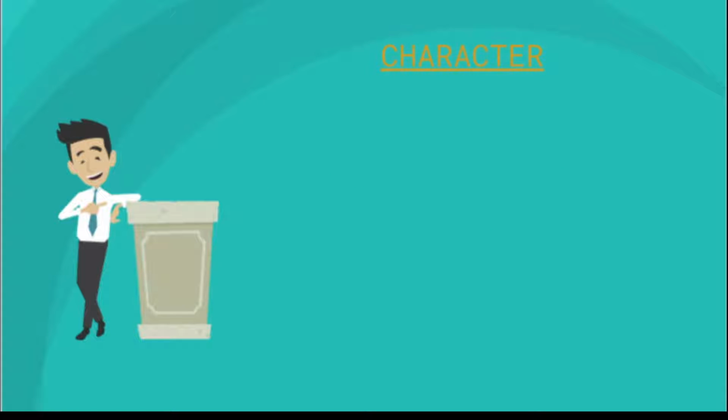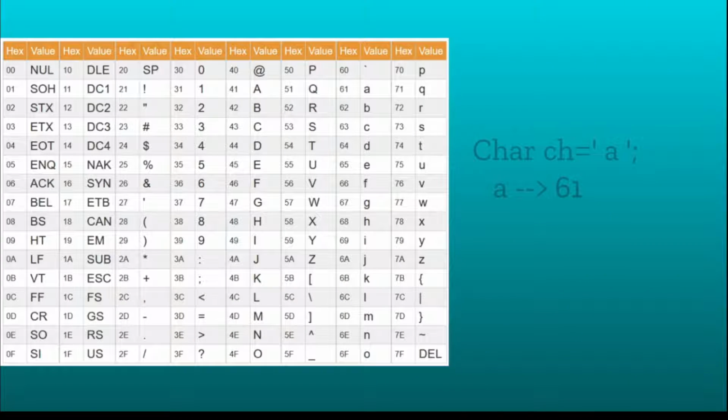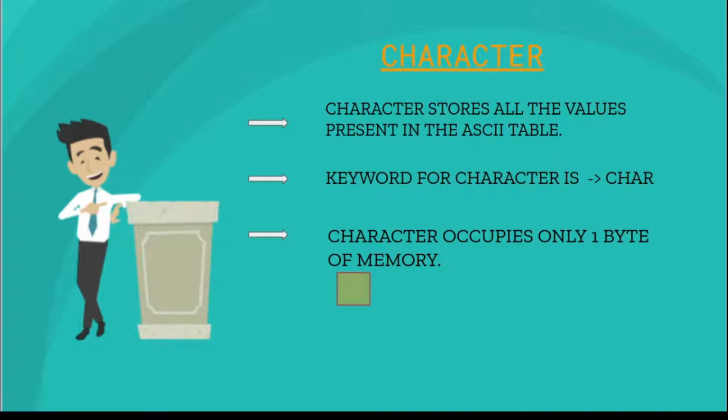The third primitive data type is character, which stores all the values which are present in the ASCII table. As you can see, this is an ASCII table. Here, if I want to store any character into the memory, we declare it with a single quote. Then the number corresponding to the character is stored in the memory in binary form. The keyword for character is char, and character only occupies 1 byte of memory.